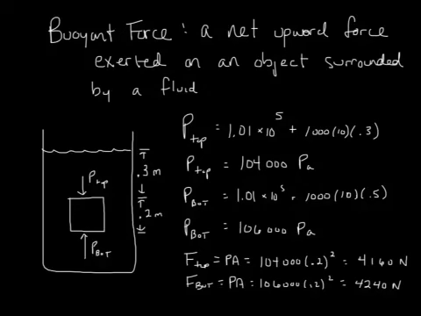So when I do that, I find that the force on the top is 4,160 newtons pushing down, and the force on the bottom is 4,240 newtons pushing up. And so what I find is I have a net upward force of 80 newtons, and that is what we call our buoyant force. So our buoyant force in this case ends up being 80 newtons. So there's a net upward force of 80 newtons.